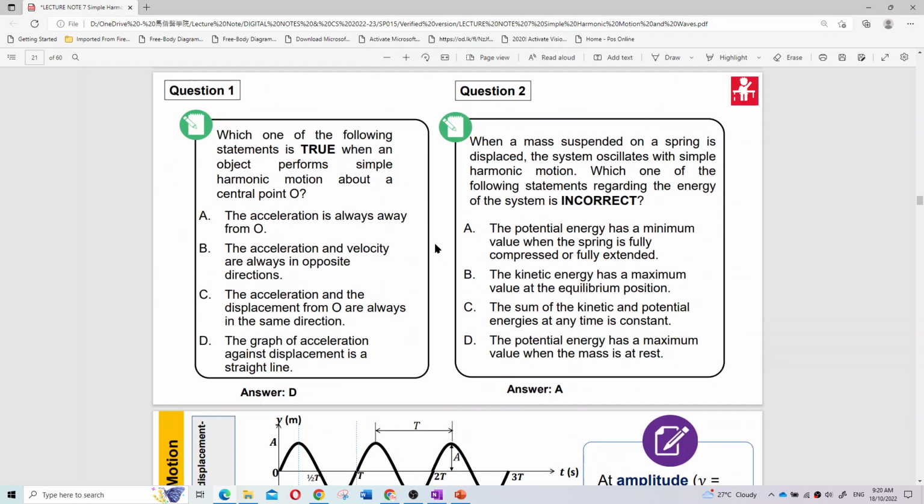Maybe this question, yeah. Which one of the following statements is true when an object performs simple harmonic motion? Wait. I think I stop record.